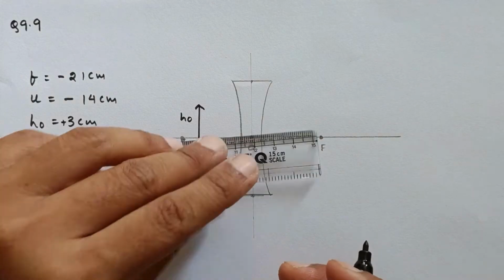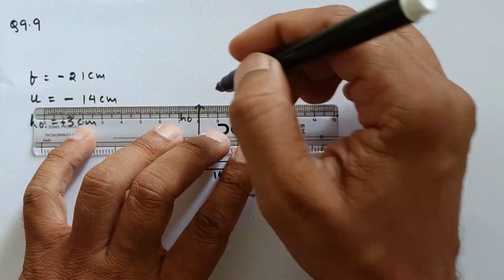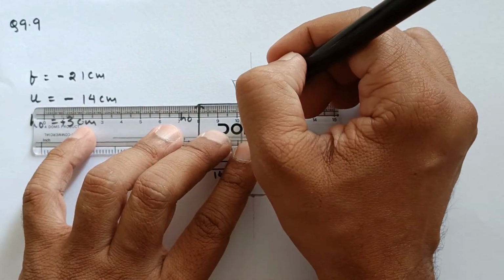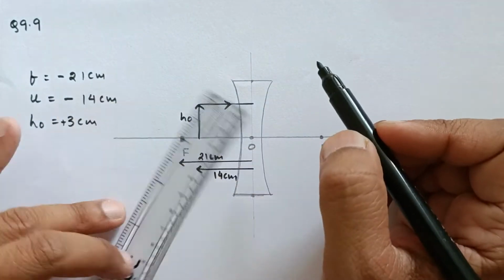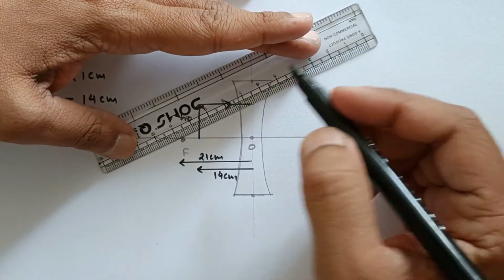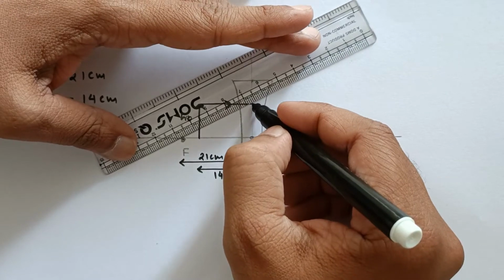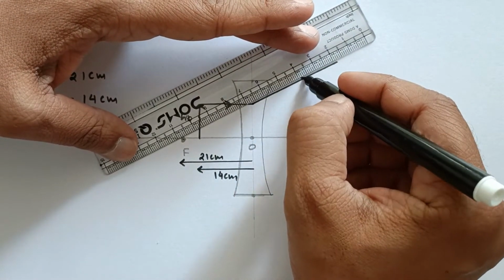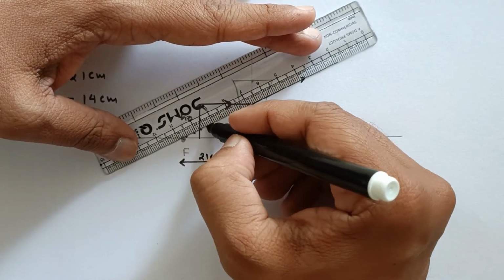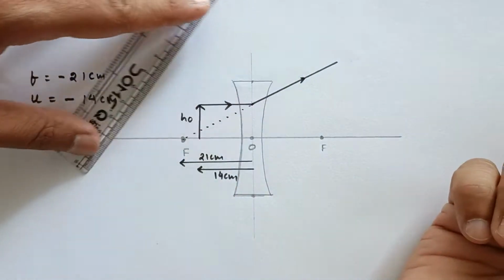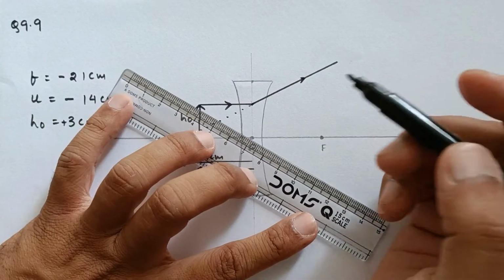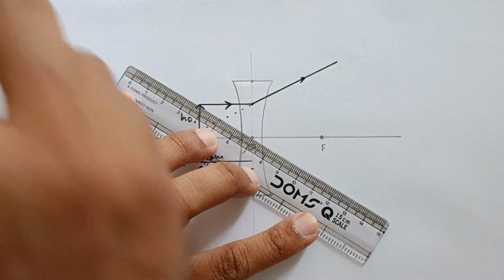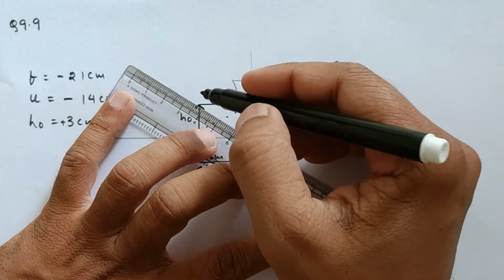Now if we put the object in this way, then as per the ray diagrams, the first ray is parallel, and it will go in such a way that on extending backwards, it passes through the focus, so like this. Now the another ray directly passes through the optical center in this way.